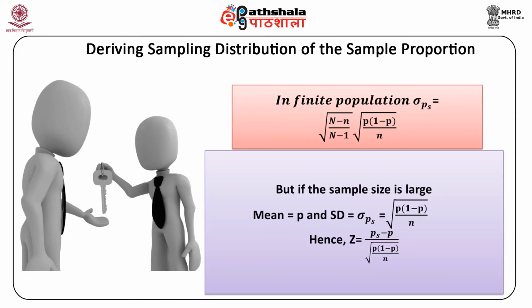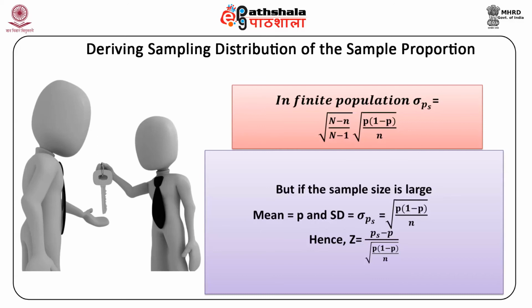To compute Z, we require the expected value of Ps, which is equal to p, equal to 0.35, and the standard deviation of Ps, which is equal to the square root of p into 1 minus p upon n, equal to the square root of 0.35 into 0.65 upon 250, and is equal to 0.0302.